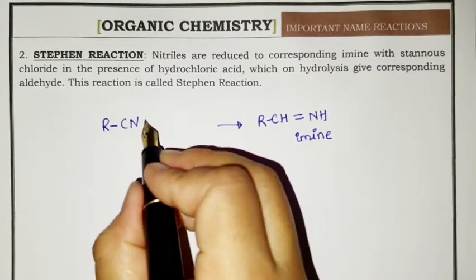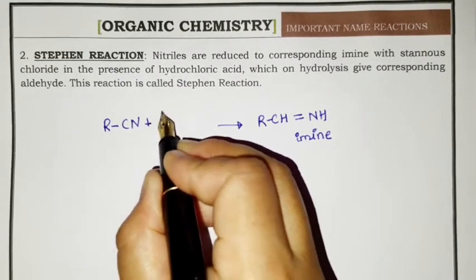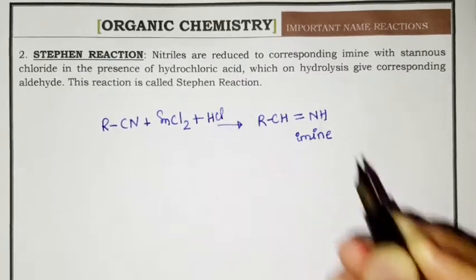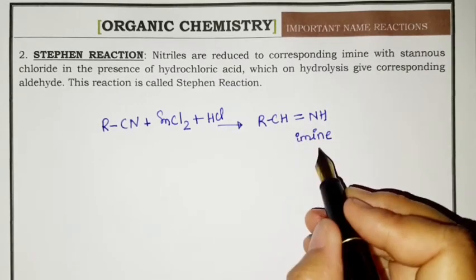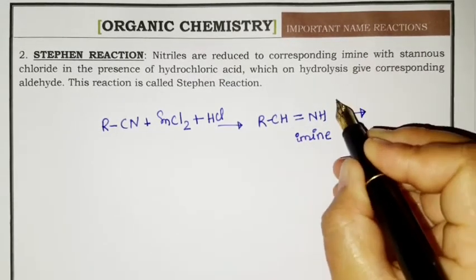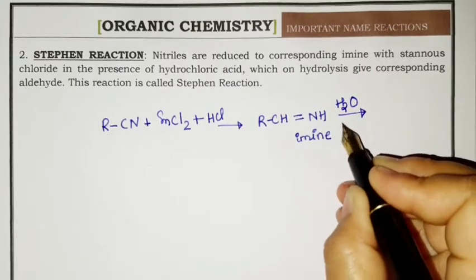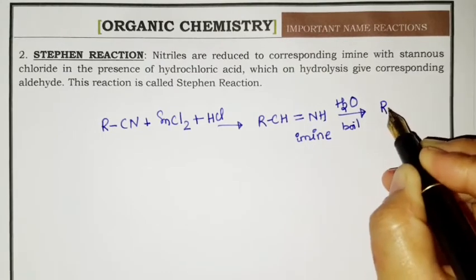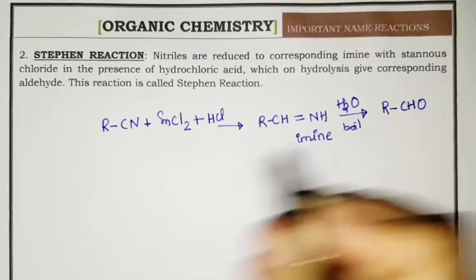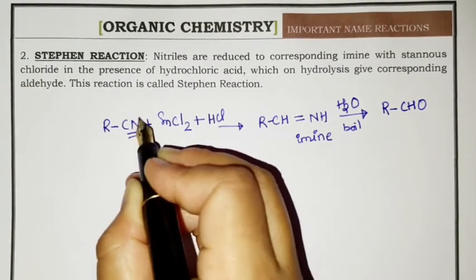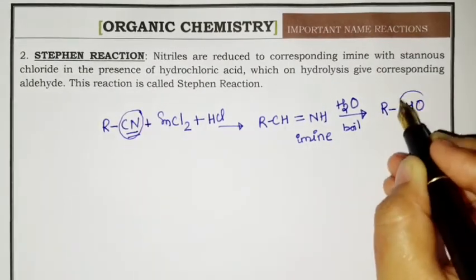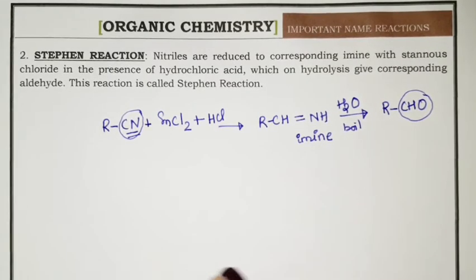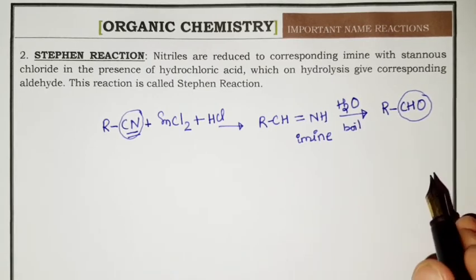How? With stannous chloride, SnCl2, in the presence of hydrochloric acid, that is HCl. So it gives an imine, and this upon hydrolysis will give the corresponding aldehyde with the same alkyl group and CHO. Overall, the reaction is that your CN is getting converted to CHO. Your cyanide or nitrile is converted to the corresponding aldehyde.